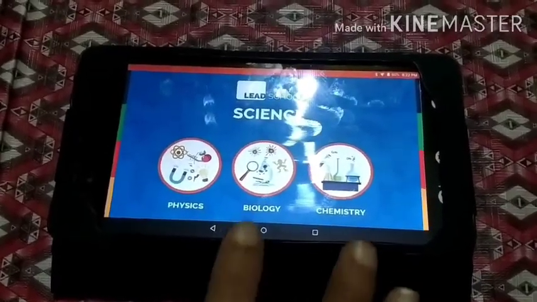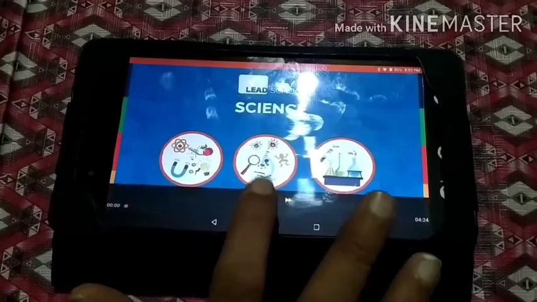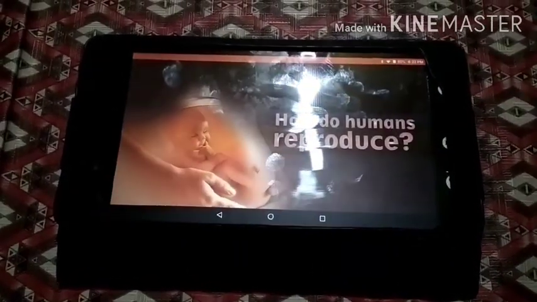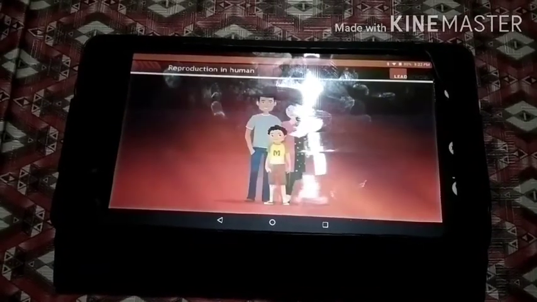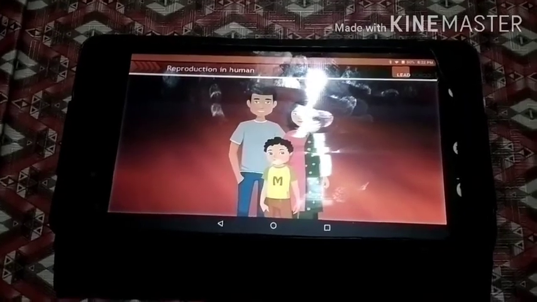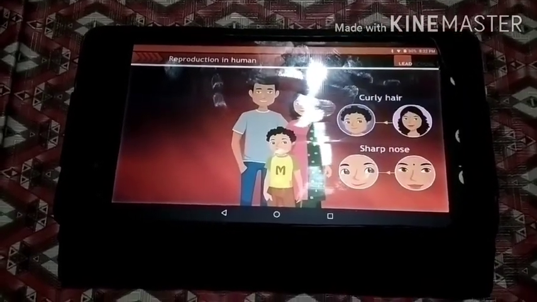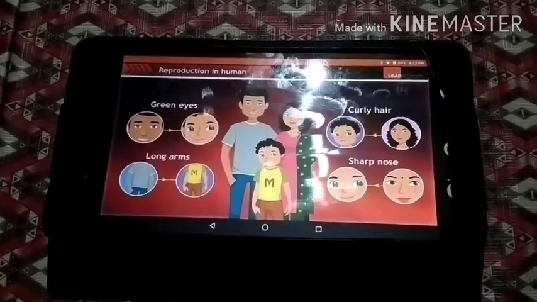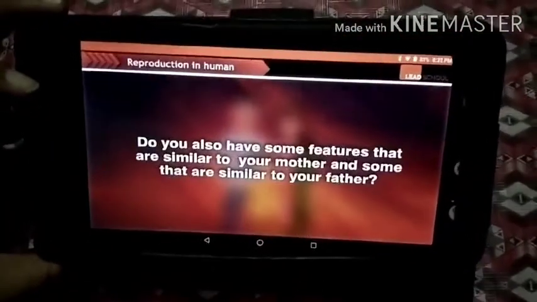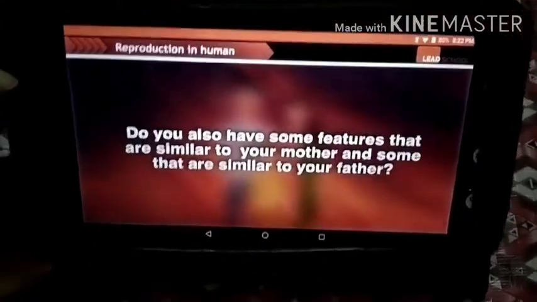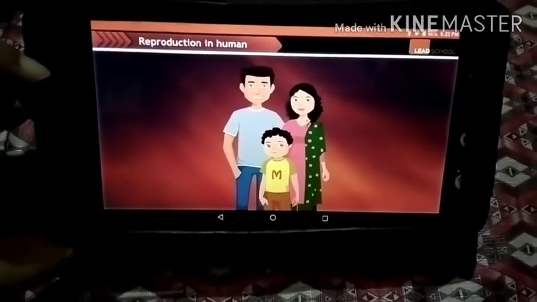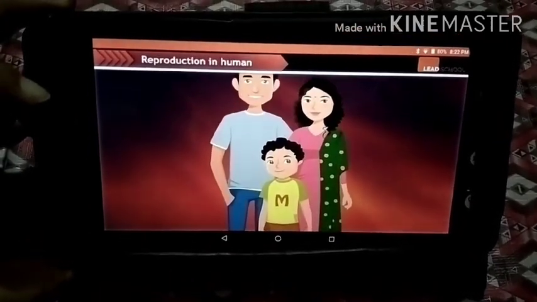Now we will study how humans reproduce. How do humans reproduce? Let us meet Mohit and his family. Mohit has curly hair and a sharp nose like his mother, and green eyes and long arms like his father. Do you also have some features that are similar to your mother and some that are similar to your father? I bet most of you have said yes.